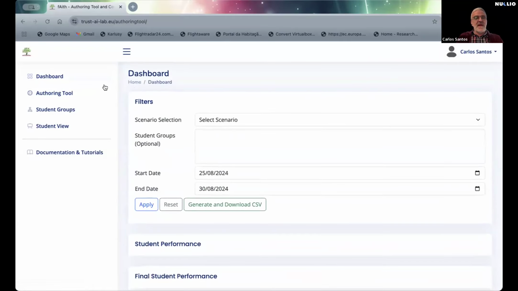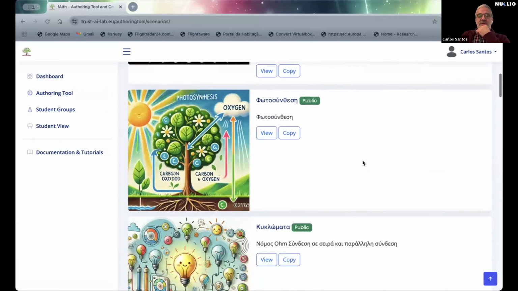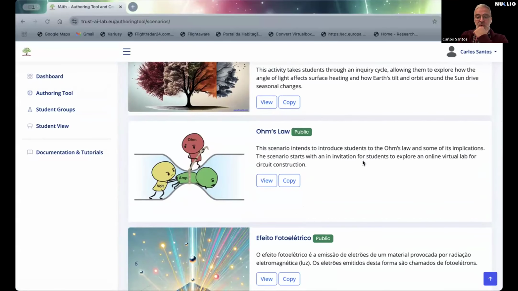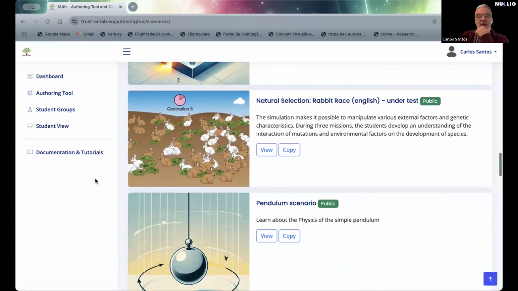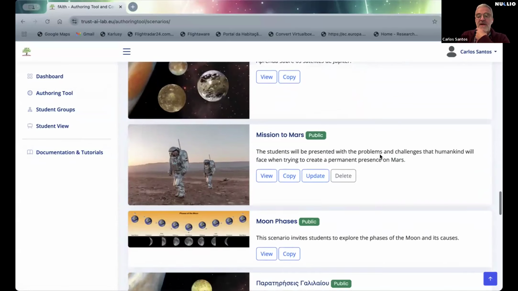You'll get something like this. You can go to the authoring tool to check all the scenarios and change them and make new ones if you wish. Let me remind you that there is this documentation and tutorials here. So before you start to try and make your own scenarios, you should go here and have a look at all the documents that are there.